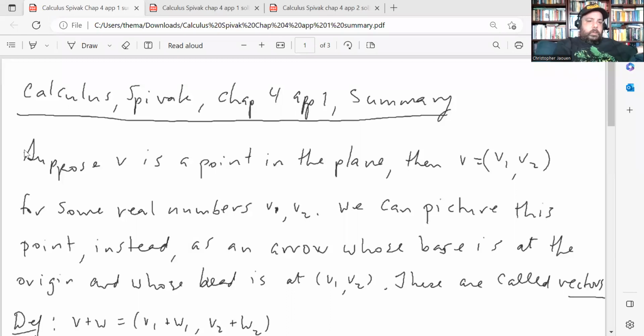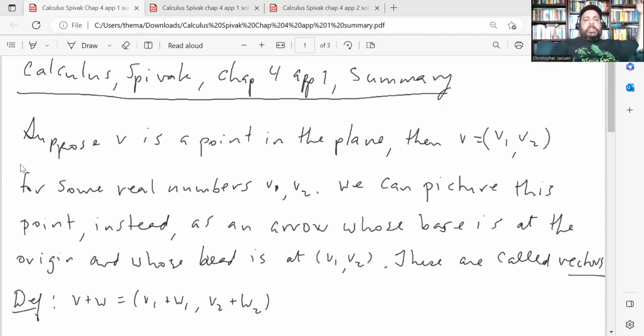So let me bring up the summary for the section. I went over the chapter itself and the exercises for chapter 4 in the last couple videos. So here we'll do Appendix 1. Remember, there are actually 3 appendices to chapter 4. Basically what he does is talk about thinking of points in R2 as vectors, and you can represent them as two-tuples or similar, just a different way of thinking about points in the plane.